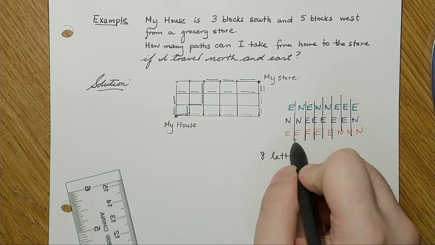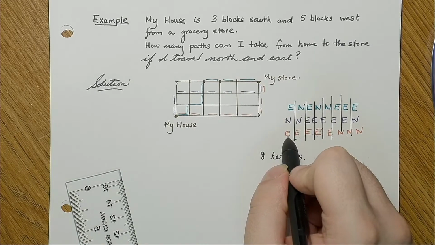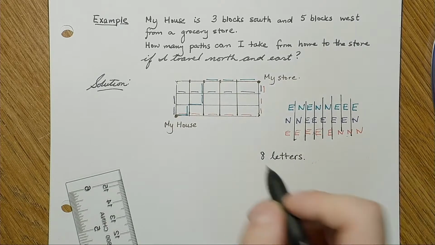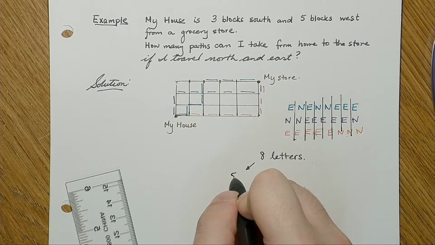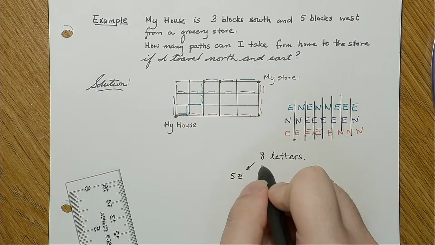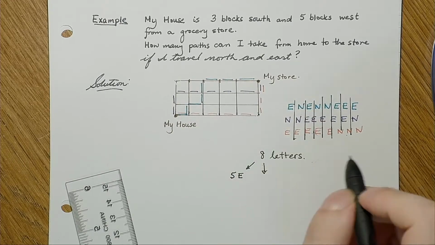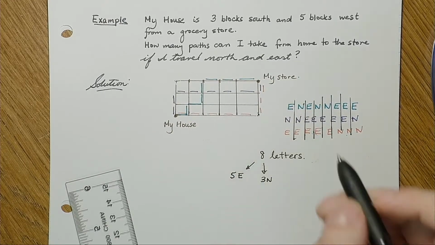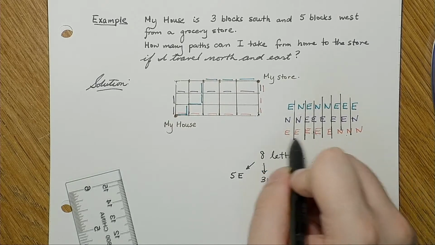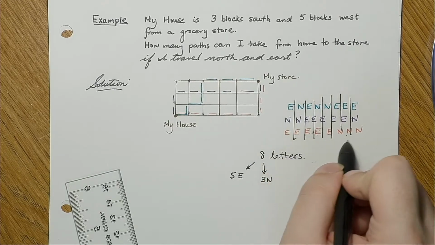And what I also notice is that I have 1, 2, 3, 4, 5. There's 5 E's and 3 N's. And it doesn't matter which one I picked. Okay, I've kind of grouped them all here. So there's the 5 E's and the 3 N's.